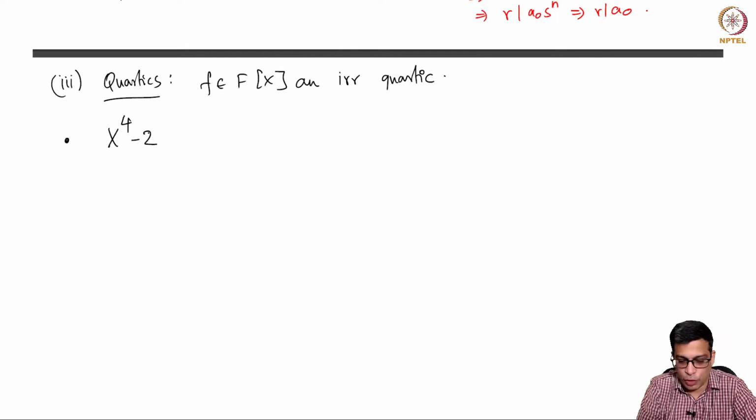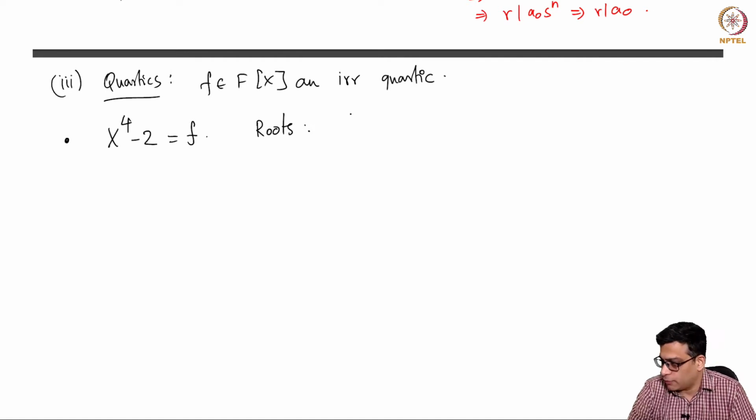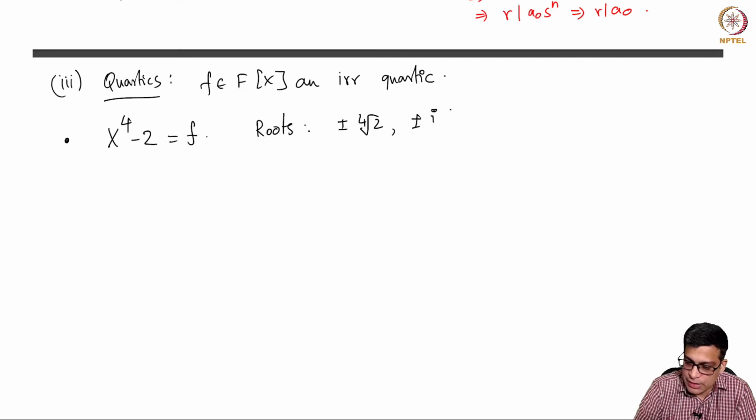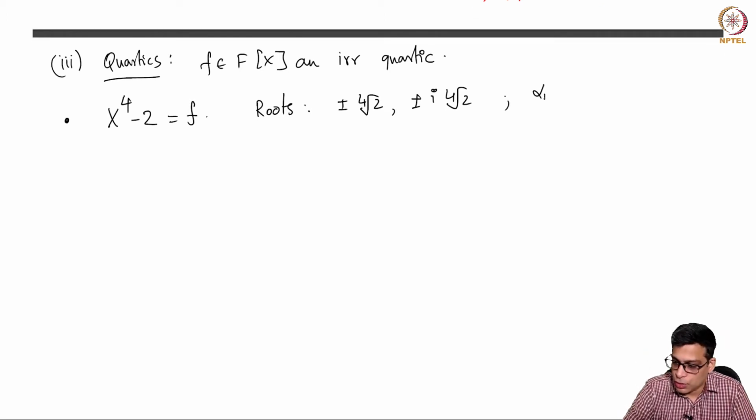If you take x^4 minus 2 as your f, its roots are, as we know very well, plus minus 4th root of 2 and plus minus i times 4th root of 2. So 4th root of 2 is a real 4th root of 2. So you take plus minus 4th root of 2 and plus minus i times 4th root of 2, because i is a primitive fourth root of unity. Every time you have a real fourth root of 2, you can multiply by i to get other roots. Okay, so let's say alpha 1 is fourth root of 2.